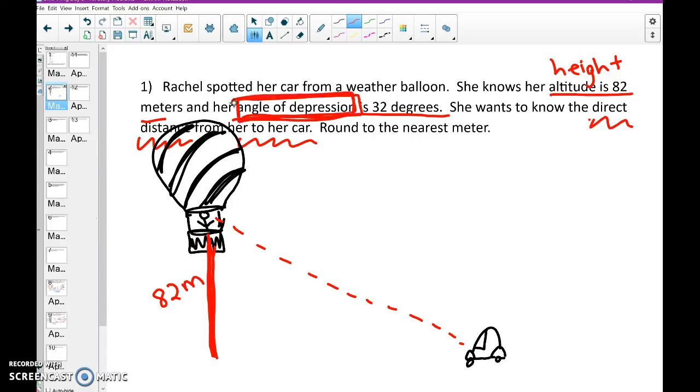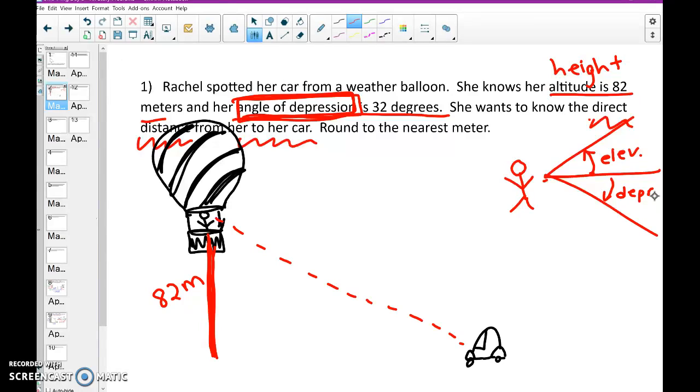Okay? This angle of depression, if you guys think back to what we learned a couple days ago. You had this picture in one of your notebooks and it said you have to have a horizontal line. And if you go up from that horizontal line, that's an angle of elevation. If you go down, it's an angle of depression.